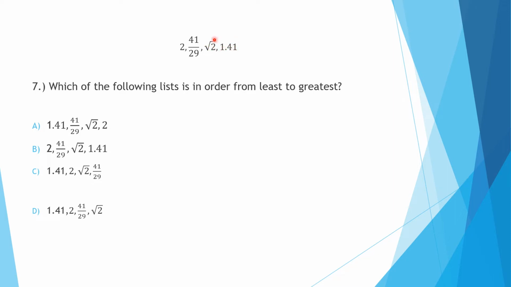So although these are very close and it's difficult to tell which is the smallest, we can rapidly tell that 2 would be our largest value. So we're going to look for any option that has 2 as our largest number, which in the case of this problem is only A. So A must be the correct answer.